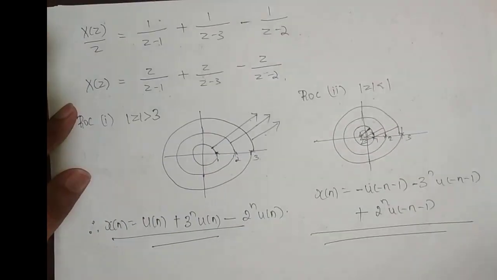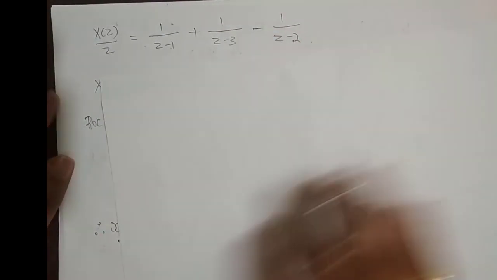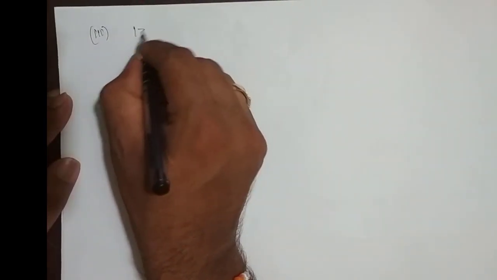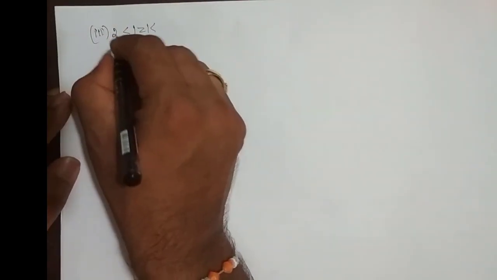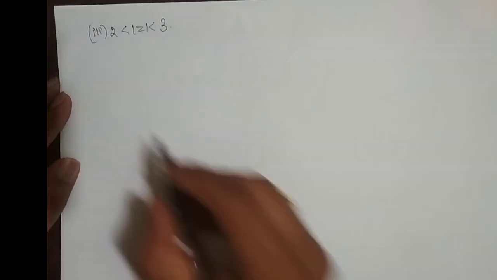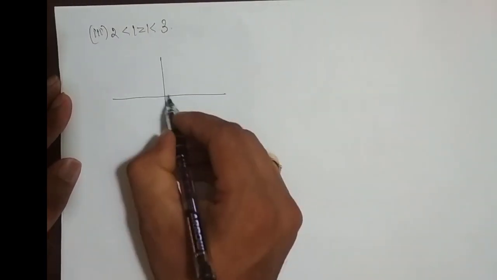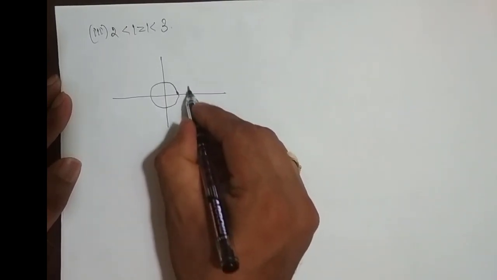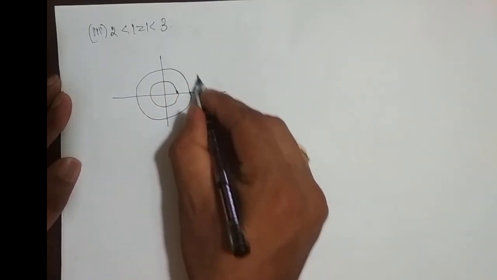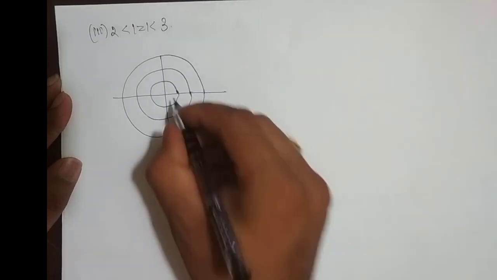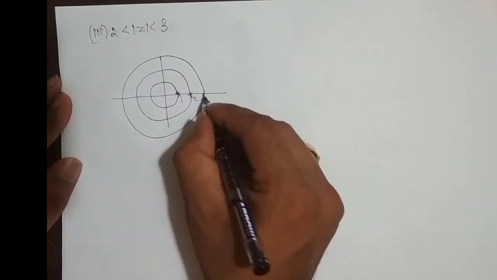Fine. Okay, now the third case. What is the third case of ROC? The third case of ROC is magnitude of z in between 2 and 3, right? So we have to decide which is the right sided and which is the left sided sequence now. Before that, we'll plot the ROC. So this is pole 1, pole 2, and pole 3.